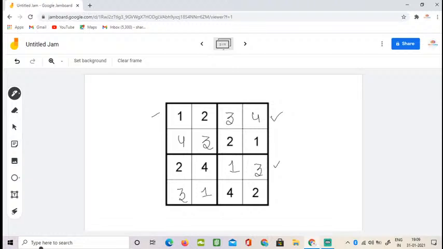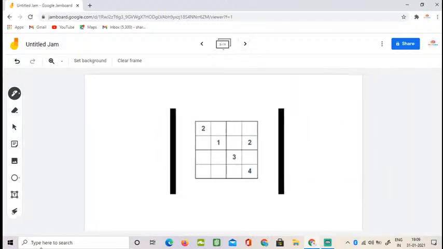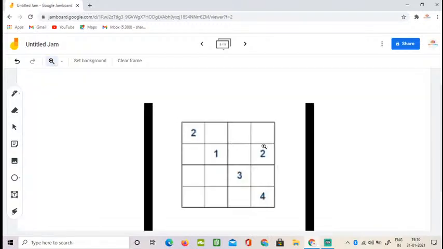So hope you all saw the answer. Now let's move on to the third question. So here you have the third question. Now let me just zoom it. A minute. Okay, here you have the question.